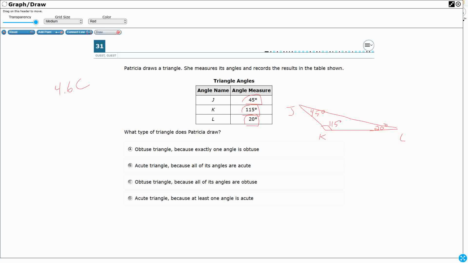Because what we know is this 115, right, is greater than 90. So if it's greater than 90, let's reverse that. It's greater than 90. That means this is an obtuse angle. And if this is less than 90, both of these, then they are going to be acute angles.